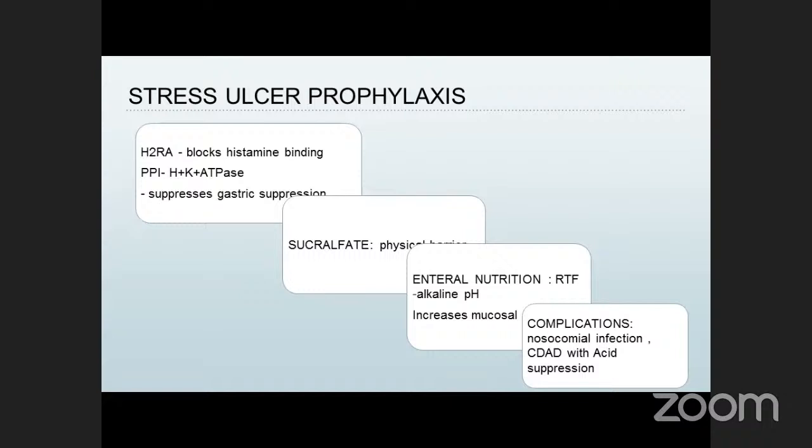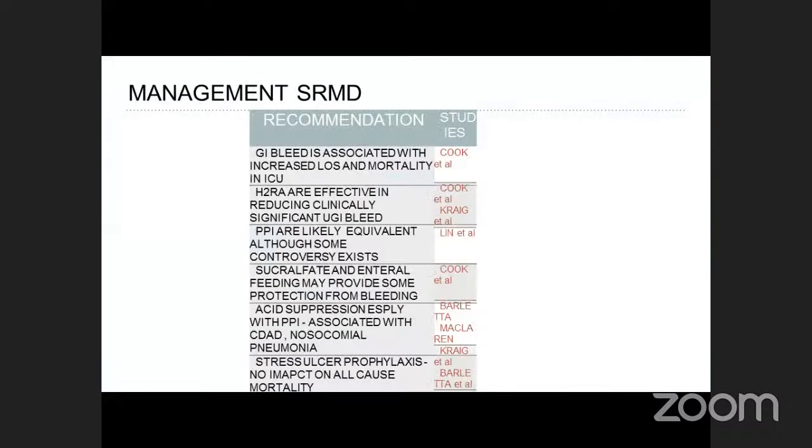But why are we against stress ulcer prophylaxis? There are certain articles which have shown that the rampant use of H2 receptor antagonists and PPIs is associated with increased risk of nosocomial infection and also infection with CDAD because of the acid suppression. The gastric acid content itself provides better protection against these pathogens, which is being suppressed with the help of these H2 receptor antagonists. So there are studies described on this table, which support my statements.